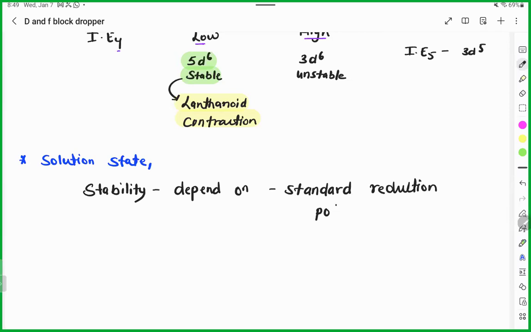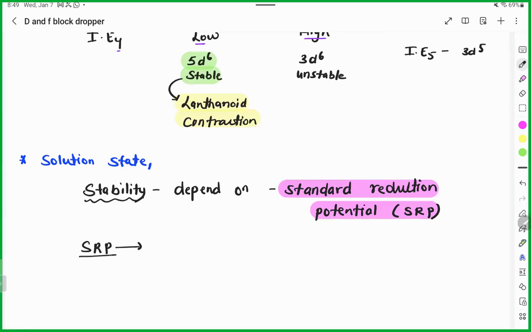Samarth, what are the factors that decide standard reduction potential? SRP, standard reduction potential. The tendency to change oxidation state. Tendency to get reduced. Correct. How to identify? Well, if the oxidized state is less stable than the reduced state, then SRP is high. How to identify this? The same with ionization enthalpy, directly related to the stability of some state.